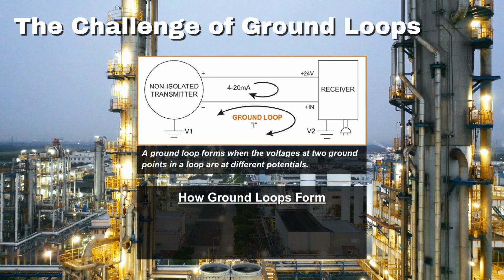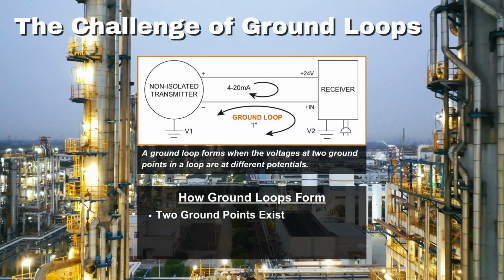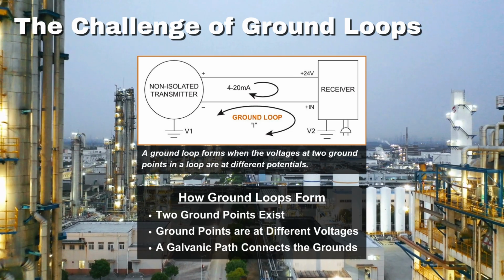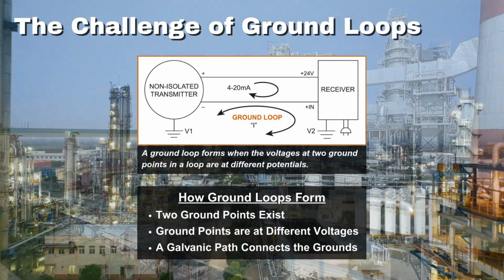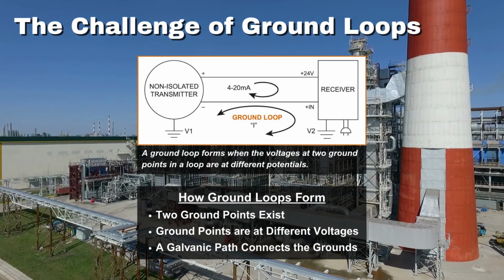A ground loop forms when three conditions are present. 1. There are two grounds. 2. The grounds are at different potentials. 3. A galvanic path exists between the grounds. Eliminating a ground loop requires rectifying at least one of these conditions.